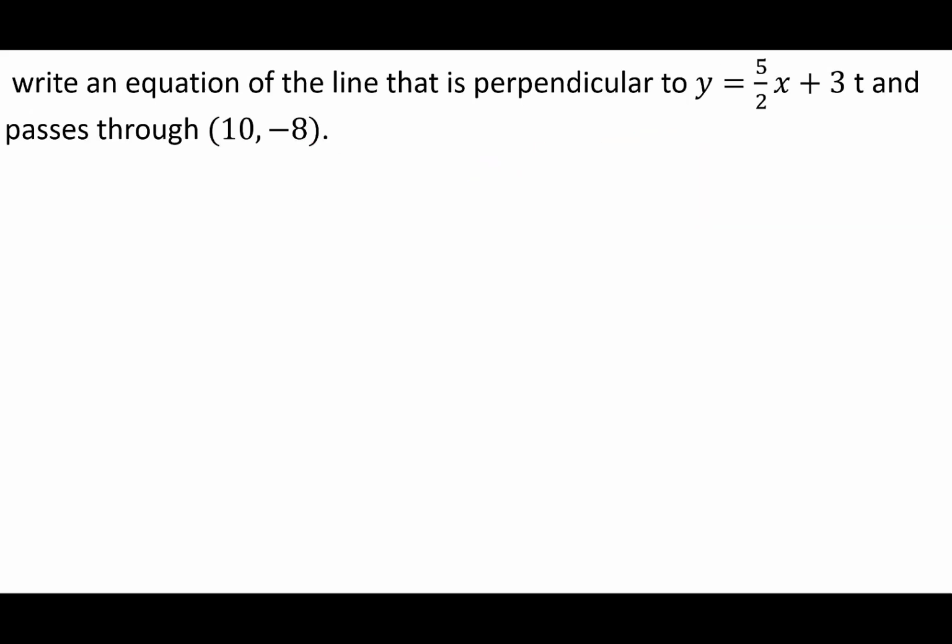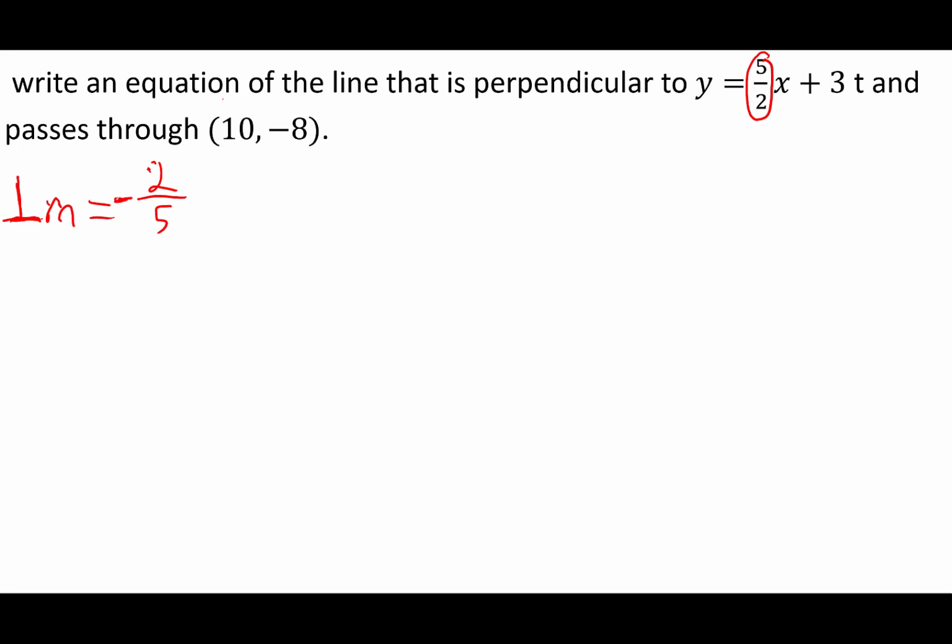All right, last one. Perpendicular. Now remember, perpendicular, we have to use the opposite reciprocal slope from what we're given. All right, so we're given a slope of 5/2. So my perpendicular slope is going to be, well, I'm going to flip the fraction. So 2 over 5. And since it's positive, I make it negative.